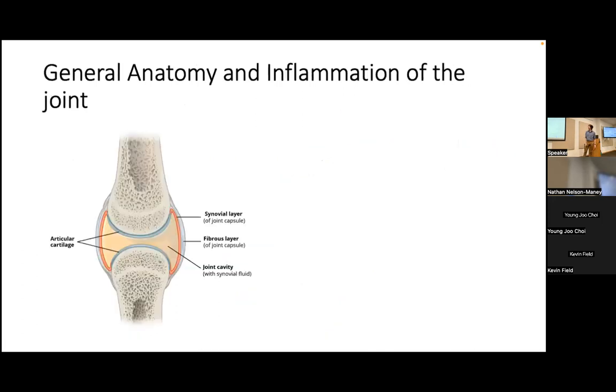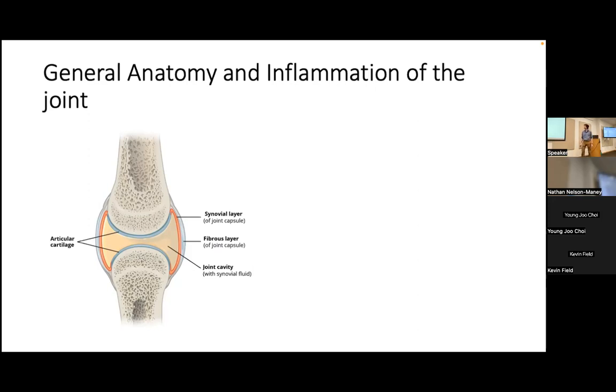We'll talk about RA. So just some quick general anatomy about the joint. Joints are where two bones meet. And generally, between the two bones is cartilage. Cartilage is a firm but pliable tissue that cushions and allows the bones to slide over one another when you move, sort of like any joint.